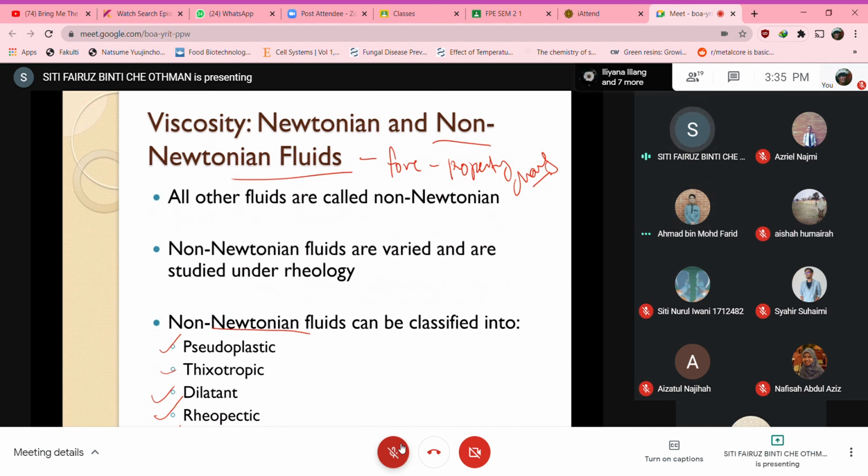Newtonian fluid, water je lah. Any fluid yang bila kita letak force tu, water tu contoh, tapi saya rasa water je sebenarnya. Tapi you guys can maybe carilah. Tapi yang saya tahu, any types of fluid tu, bila kita apply force kat dia, dia punya viscosity tu tak berubah. It's always the same. Macam tu lah.